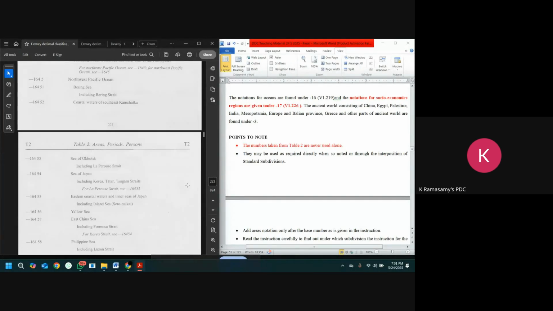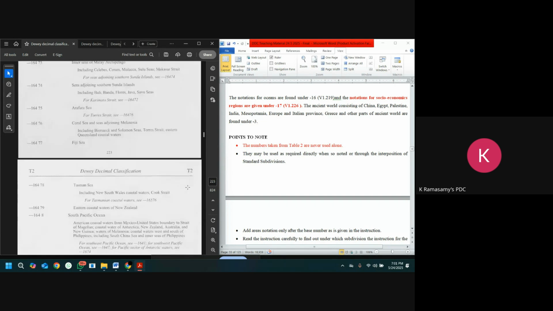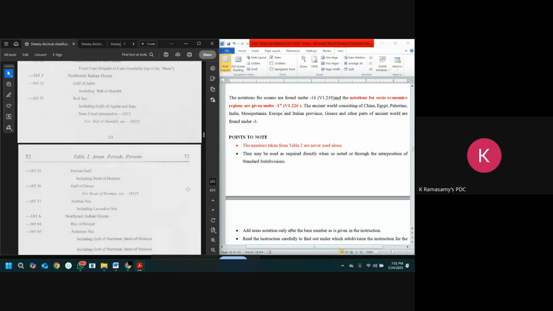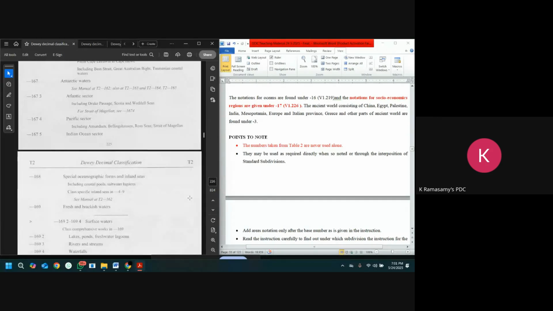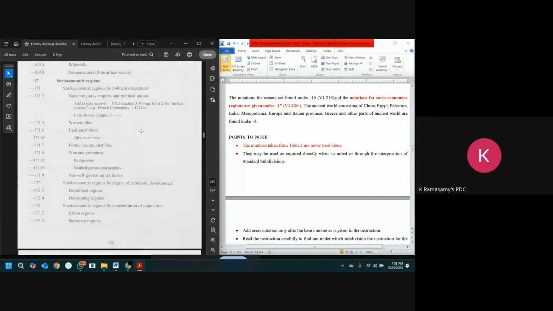Socio-economic regions means, I'll just give an example. You can see here, number -17 stands for socio-economic regions. You can see here, something like this. Western Bloc.